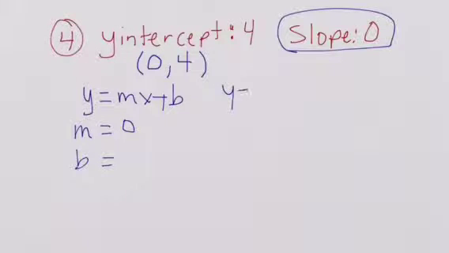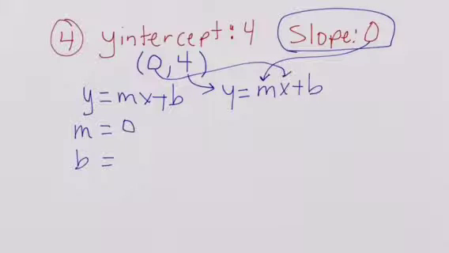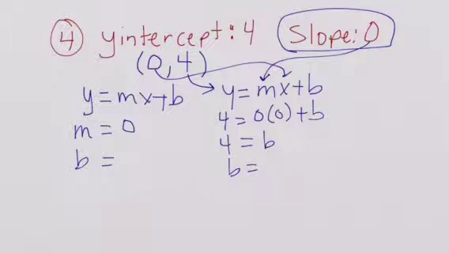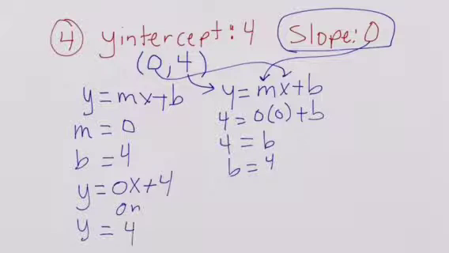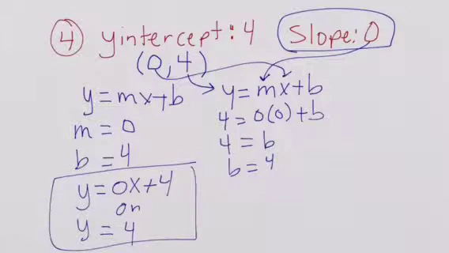So we're going to do y is equal to mx plus b. My y is going to be 4, my slope is going to be 0, and my x is going to be 0. So 4 is equal to 0 times 0 plus b. So b is equal to 4. Do our symmetrical. b is equal to 4. So we'll put our 4 in. So we're going to do y is equal to 0x plus 4, or y is equal to 4. And that is our equation.